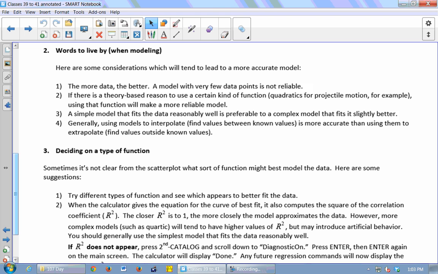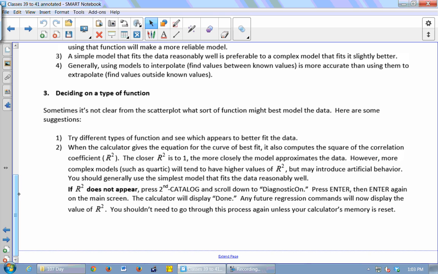Three, a simple model that fits the data reasonably well is often preferable to a complex model that fits only slightly better. Right? So we like simplicity. And generally, if you use a model to find values between the known values, that's more accurate and more trusted than using them to extrapolate, which is to find values outside the data, like way far out in the future or something. And then to decide on what type of function to use.